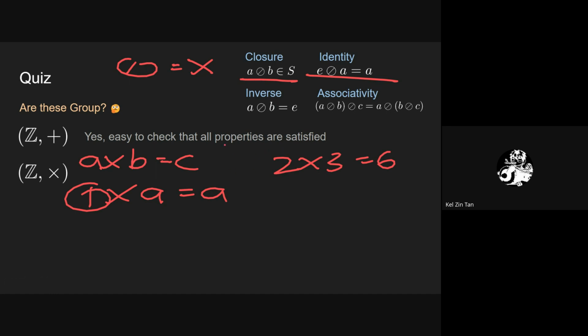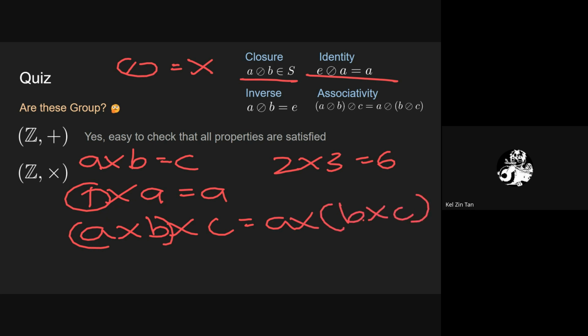So this is satisfied. Okay, then what about associativity? For a multiplied by b multiplied by c, if I do the front part first versus the back part first, would this be the same? It is, right? Because 2 multiplied by 3 multiplied by 5, if you do this first versus the back part first, it will all still be the same. So these 3 properties are satisfied.